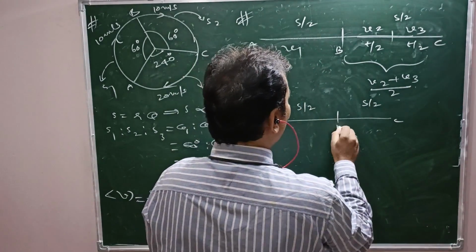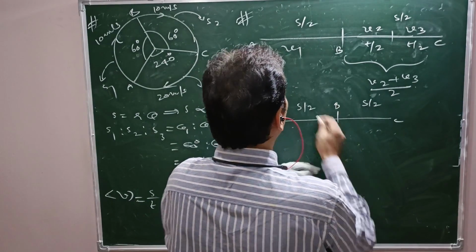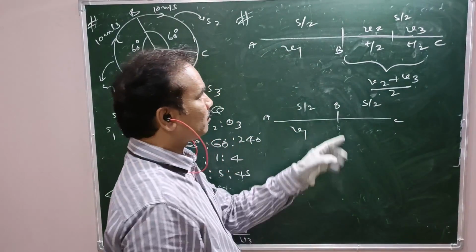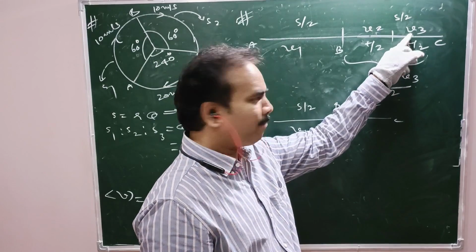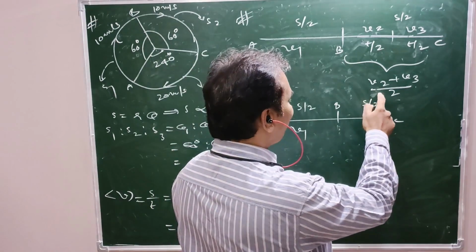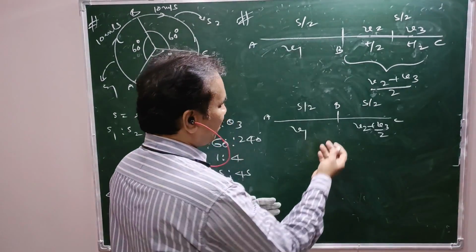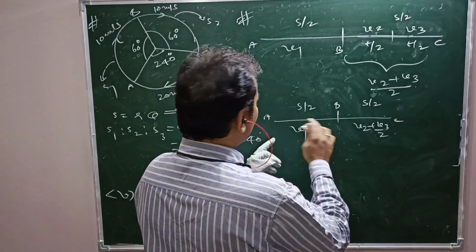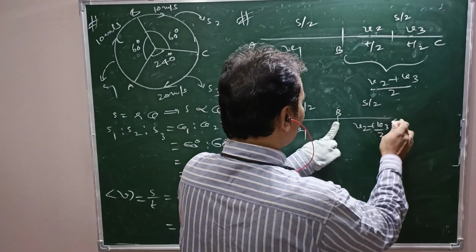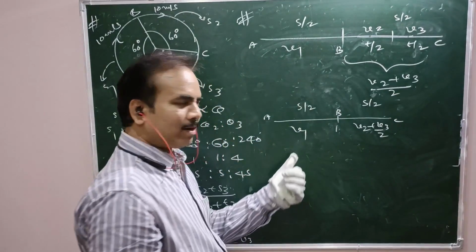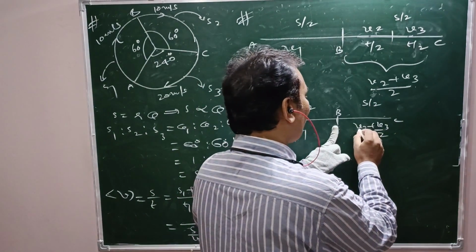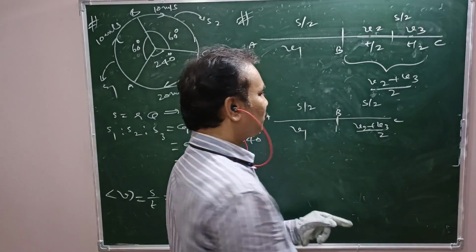Now from A to B, with what speed? v1. From B to C, with what average speed? v2 plus v3 by 2. Replace v2 and v3 by v2 plus v3 by 2. Now see, this is what A, this is what B, this is what C. From A to B, the speed is v1. From B to C, the average speed is v2 plus v3 by 2.